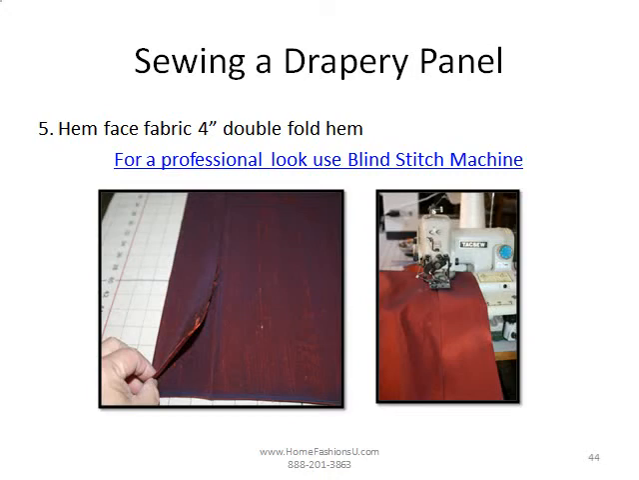The next step is to hem your face fabric. So you want to have a 4-inch double fold hem. The best way to do this is to fold your fabric up 8 inches and press it, then take the cut edge down 4 inches and repress it. Then you can hem it with your machine, or if you want a professional look, you can use a blind stitch machine, and you can inquire at Home Fashions U regarding blind stitch machines.